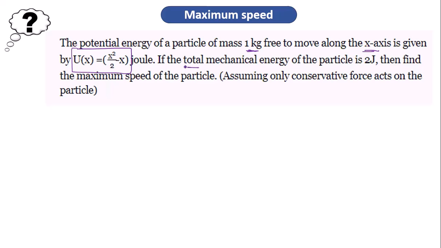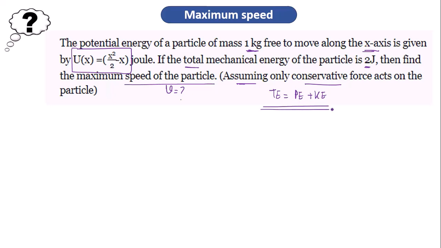Now, if the total mechanical energy of the particle is 2 joule, then find the maximum speed of the particle. So you are asked to calculate the maximum speed. So V should be how much, so that the total mechanical energy of the particle is 2 joule, assuming that only conservative forces are acting on the particle. Okay. So whenever the conservative forces are acting on the particle, the total energy is nothing but the sum of potential energy and kinetic energy. So total energy is equal to potential energy plus kinetic energy.